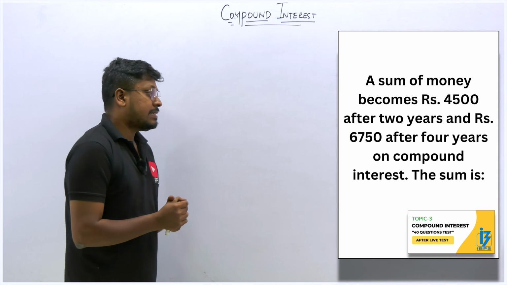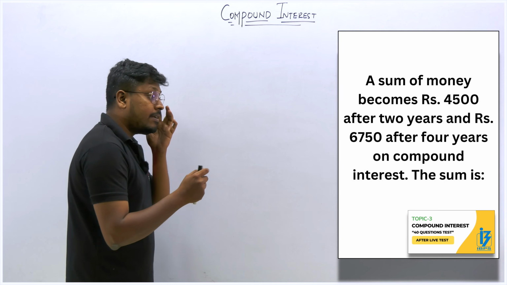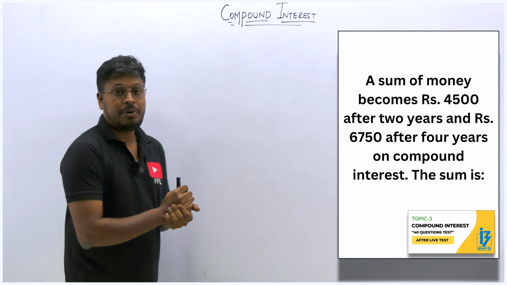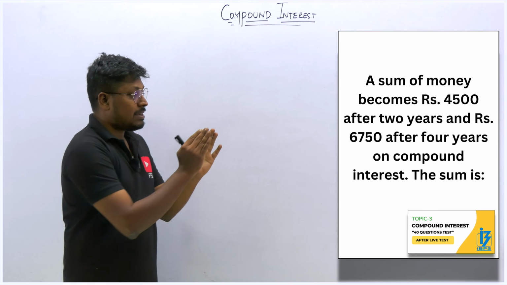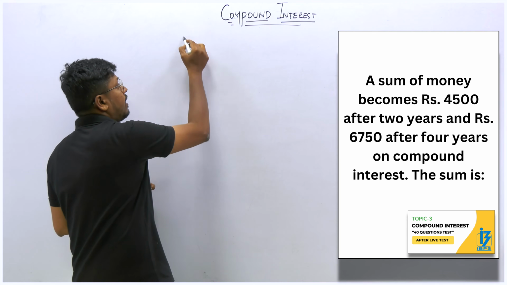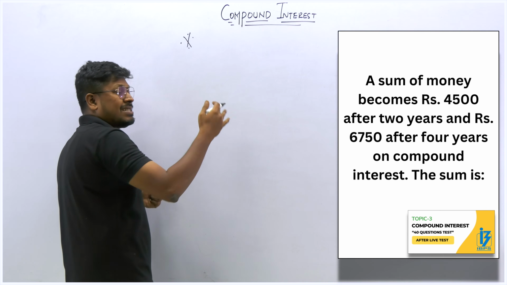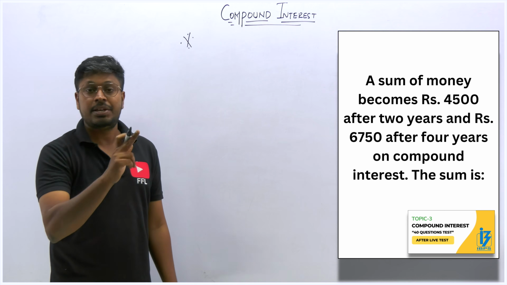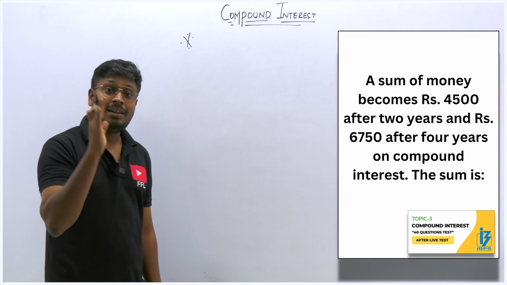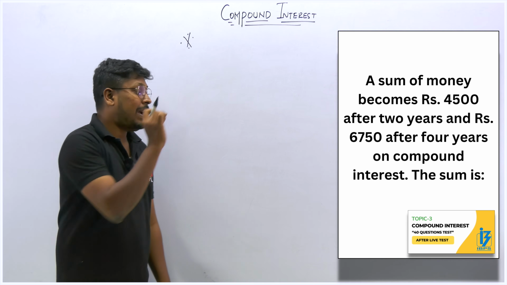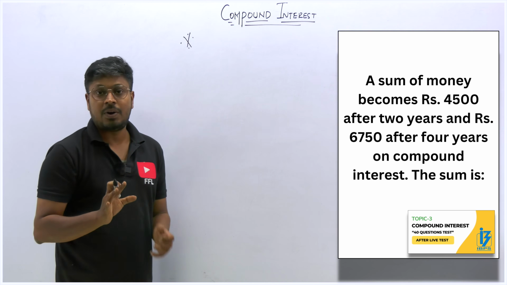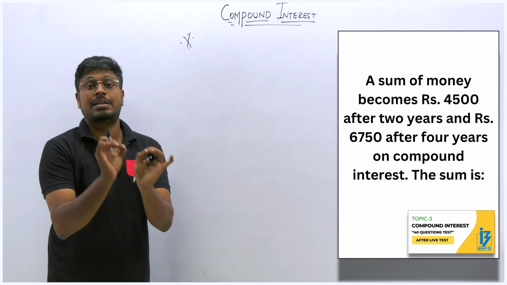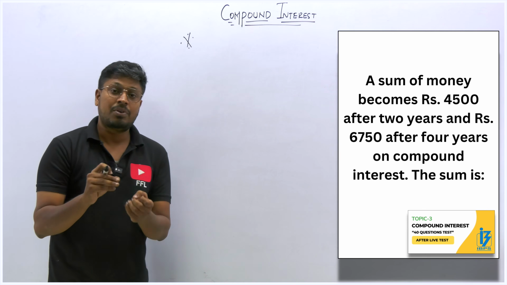Next question. A sum of money becomes 4,500 after 2 years and 6,750 after 4 years on compound interest. Find the sum. So friends, very important question. This question I have a separate video. I posted a separate video on compound interest, that is the last lesson. I hope you remember it. T1 years, T2 years, that is the concept I taught in the last lesson on compound interest. While teaching that, I told you it's one of the easy concepts. If you see this model question in the prelims exam, surely you can attend this and solve this question within 40 seconds, because it is that easy.